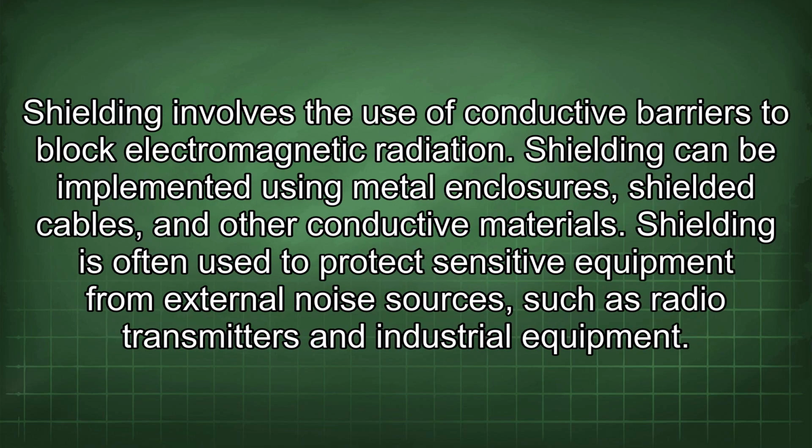Shielding involves the use of conductive barriers to block electromagnetic radiation. Shielding can be implemented using metal enclosures, shielded cables, and other conductive materials. Shielding is often used to protect sensitive equipment from external noise sources, such as radio transmitters and industrial equipment.